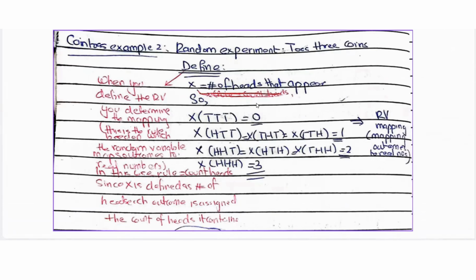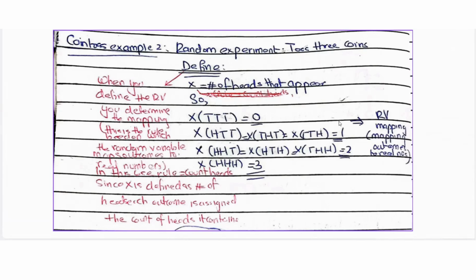Since we're defining the random variable as the number of heads that appear, it's going to assign each outcome in the sample space to a real number based upon the number of heads contained in that outcome, right? So this is how the random variable mapping is going to work, where it's going to map the outcomes in the sample space to real numbers. And here note, for each outcome, we have exactly one number, like tail-tail gets mapped to 0, head-tail gets mapped to 1, head-head gets mapped to 2.